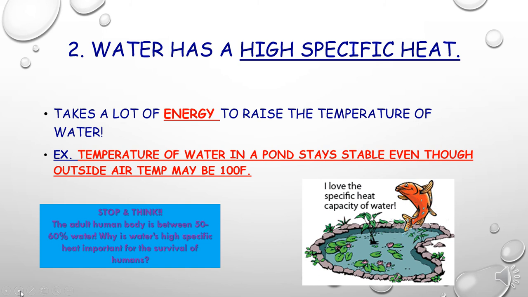For our human body, since we are primarily made up of water, it's important to maintain that homeostasis. So we don't fluctuate our temperatures all that much, because water acts as a good insulator for our body in terms of maintaining that 98.6 degrees temperature.